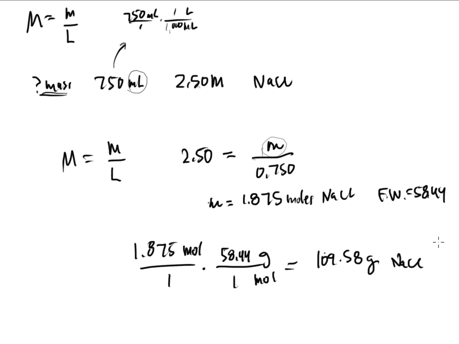And that's how much I would have to weigh out and dissolve in 750 mils to make that strength of solution. This is a very common process that lab technicians have to do. They have to be able to go through, make a solution. We need this amount, volume-wise. We need it this strength. So how much do we actually weigh out? This is probably the most common type of scenario that you will experience in a laboratory.